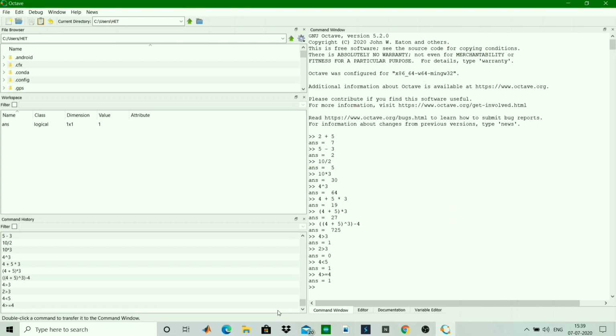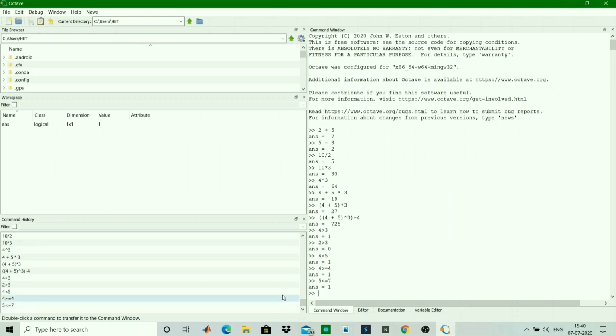That is because 4 greater than equal to 4 is true, because we have included the equal to sign, and 4 equal to 4 is true. You'd see 5 less than equal to 7, it would be true, just because 7 is greater than 5, so the answer is true. Now we'll check whether two numbers that we have entered are same or not.